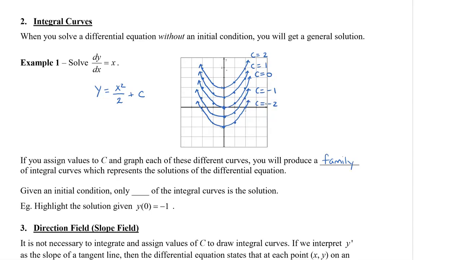Now, if we are given an initial condition, then only one of the integral curves is the solution. So if I ask you to highlight where y of 0 is equal to -1, that means that when x is 0, we get a y value of -1, which would then be this graph right here.